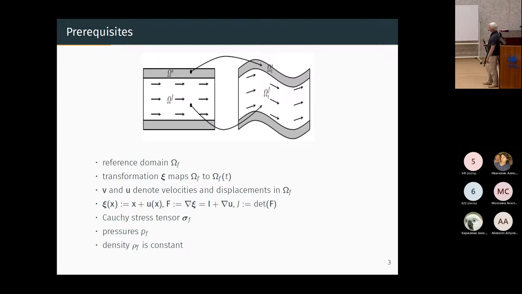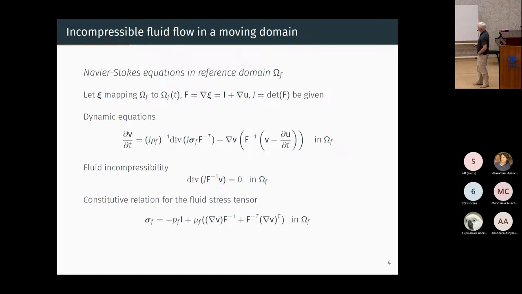And V and U denote velocity and displacements in our reference domain omega F. And of course, the transformation psi is defined by a very simple formula based on the displacements, which are assumed to be known. These are displacements of mesh nodes. And then we can define the deformation gradient F and its determinant J, and we shall use a Cauchy stress tensor and pressure of the fluid velocity, and we shall assume that the fluid is incompressible.